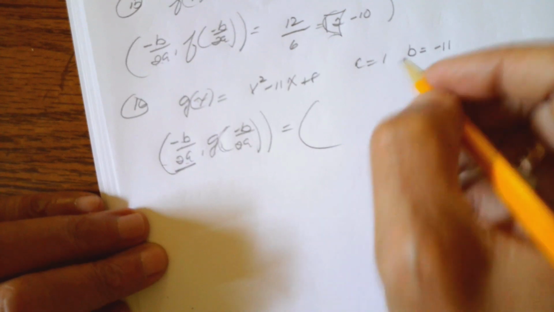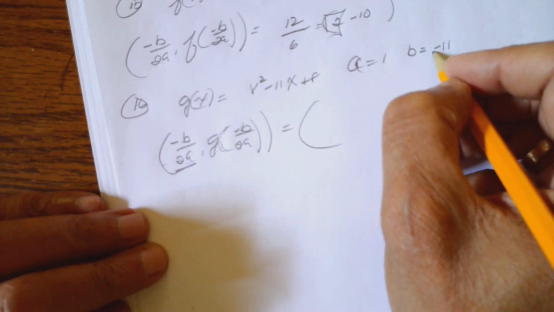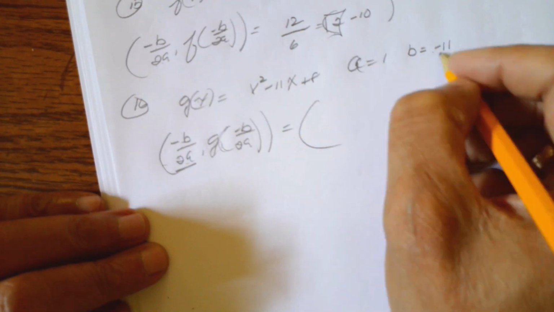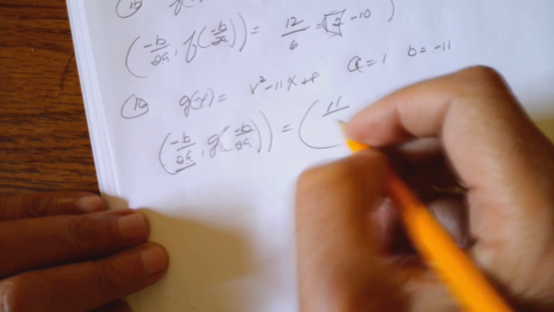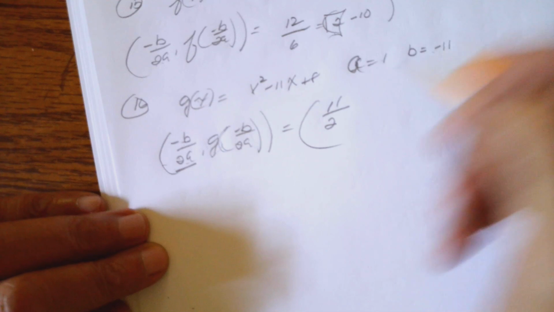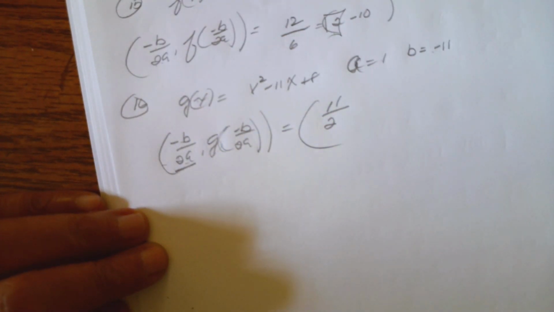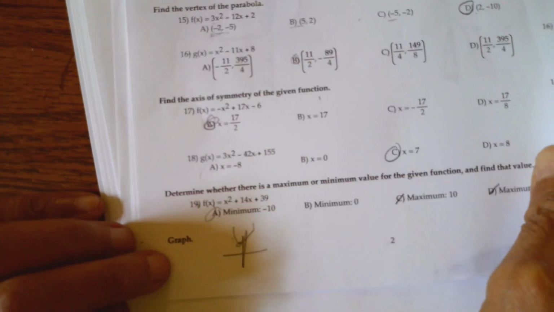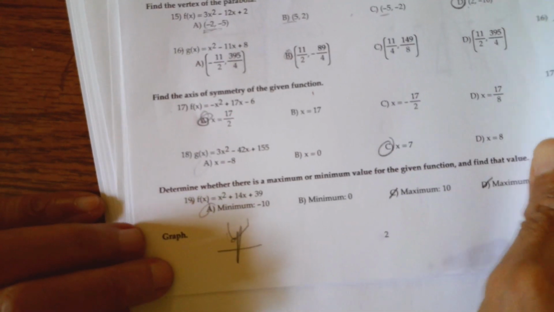Alright, so minus b. B is a minus 11. A minus b would be a minus times a minus, a positive 11, divided by 2a. If a is 1, twice 1 is 2. Now check your answers out and see what happens. Well, here's a case where I got 11 halves.